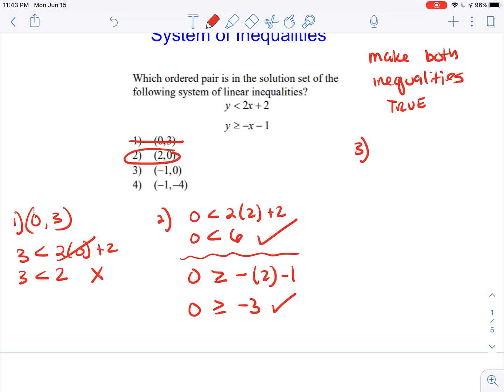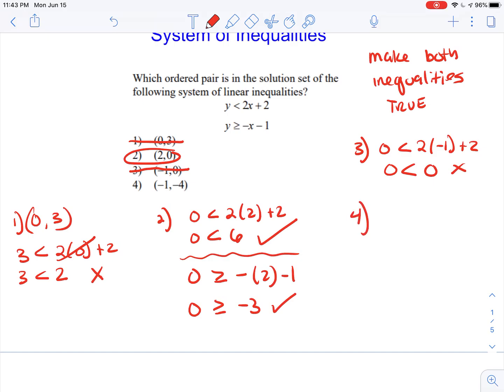So number 3, we're going to test (-1, 0). So 0 is less than 2 times negative 1 plus 2. 0 is less than negative 2 plus 2, which is 0. So we have 0 is less than 0. Well, it is impossible for 0 to be less than 0 because it is equal to 0. So the only way for this to be true would be if there was that symbol underneath, and there's not. So this we can rule out right away.